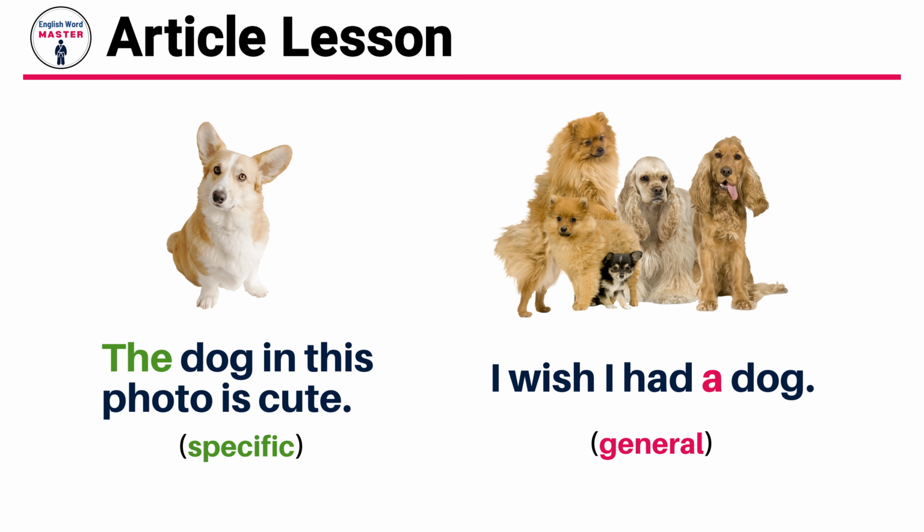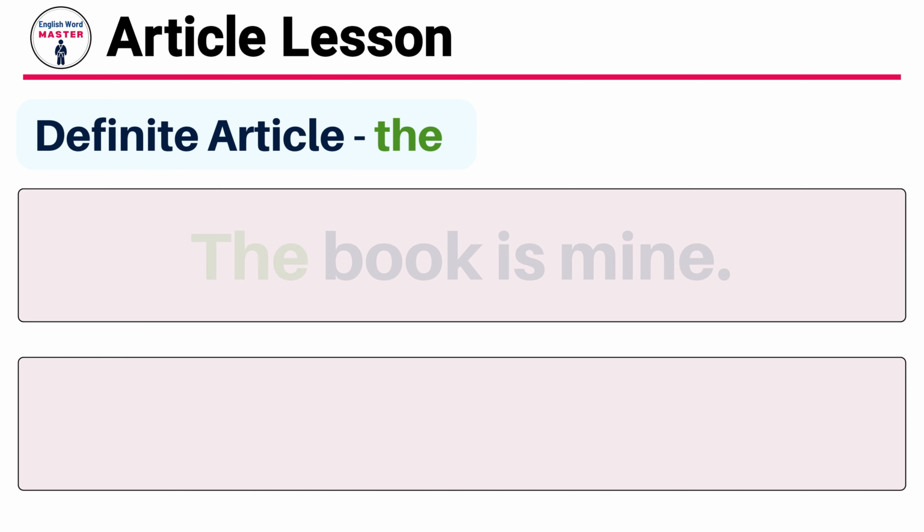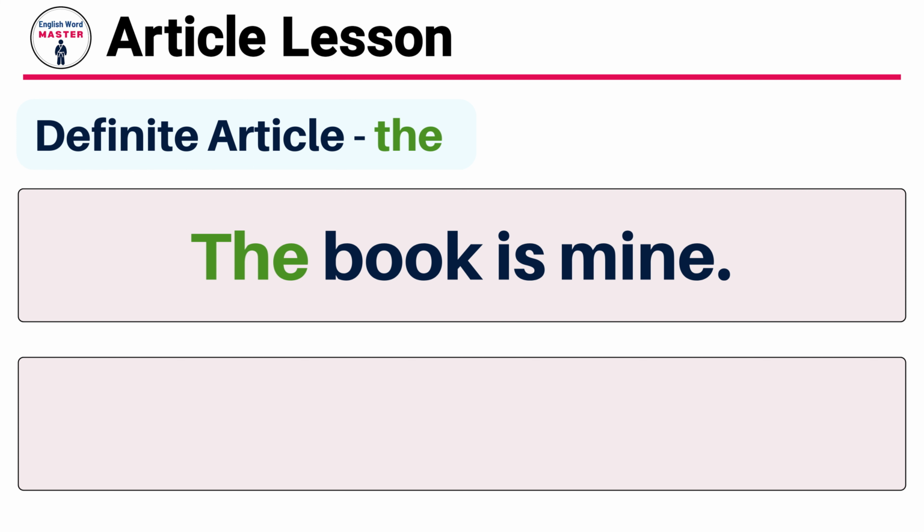The definite article, "the," is used to refer to a specific noun, something that is already known to the listener or reader. It is not speaking in a general way. If something has been mentioned before, then we should usually use the article "the." For example, "The book is mine." In this sentence, "the book" refers to a particular book that everyone in the conversation knows.